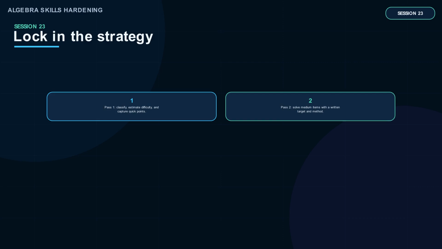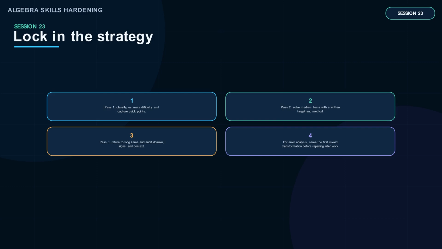The central message is: use a three-pass strategy on mixed timed work. Combine it with a discipline to locate the first invalid step in an incorrect solution. Finish by remembering to choose a targeted check based on the problem's risk profile. This turns a calculated result into a justified answer.